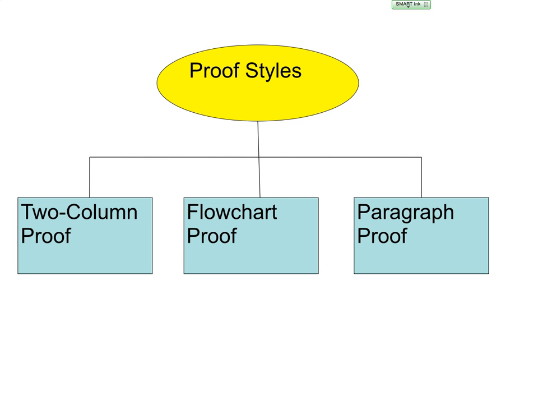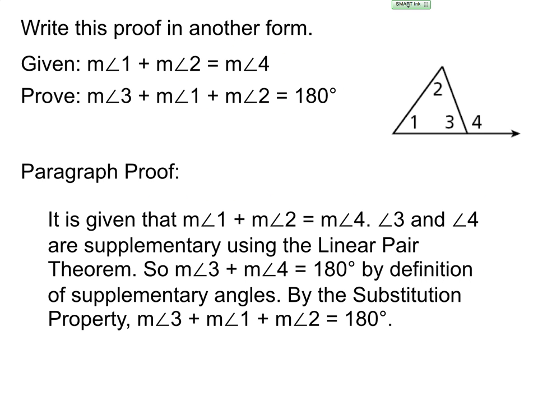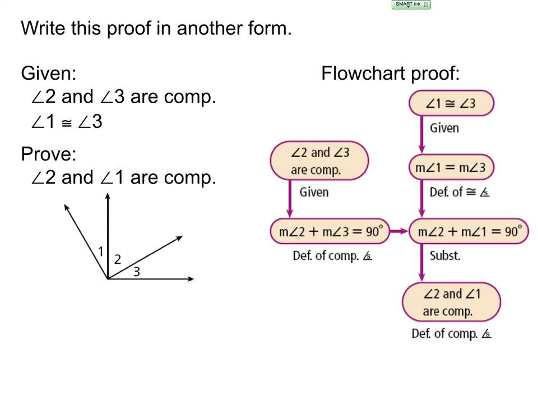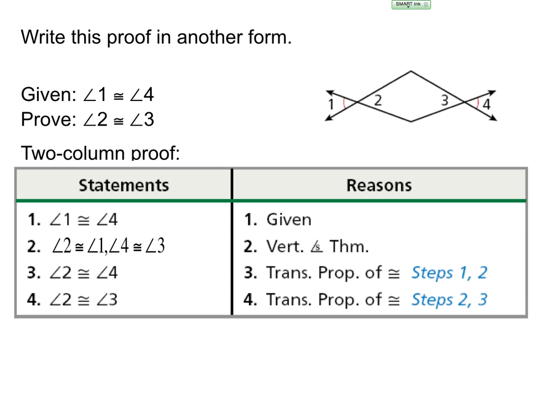Okay, so there's 2-column, flow chart, and paragraph proof. Let's do another one where we put it into flow chart. This probably is the hardest one because you have to see what's connected. So let me find another proof here. That's the one that we just did. That one, that's flow chart already. Okay, this one is in a 2-column, let's put it in flow chart.